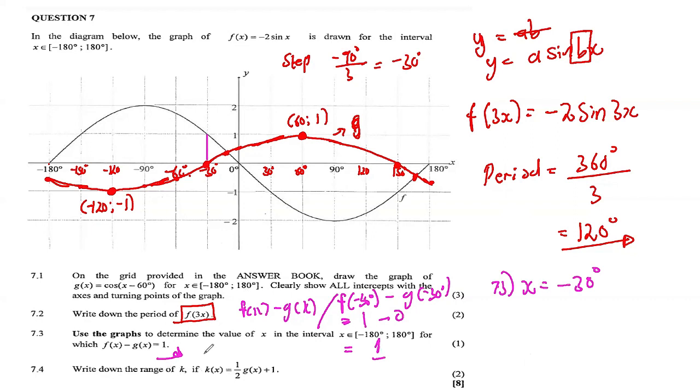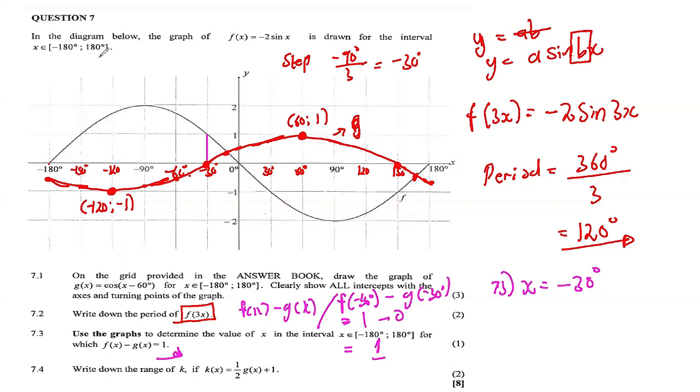7.4 is saying write down the range of K if K of X is equal to half G of X plus 1, right? So the G of X that they're speaking about is this graph that we already have in here. Now if we were to determine the range, note from the previous question how we answered this. Number one, you want to determine the range of the original graph. Remember, there's been a transformation already, but now we want to understand where it's originally coming from. So originally it's coming from G of X is equal to cos(X - 60 degrees).